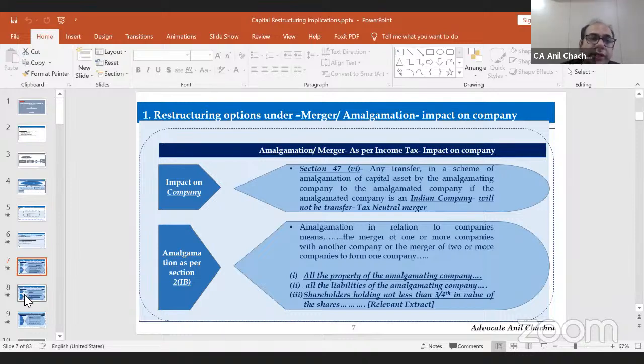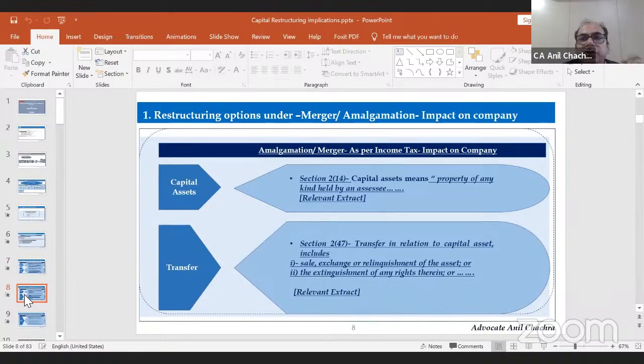So now the question is, what is the meaning of the capital asset? If all capital assets are transferred by the amalgamating company to the amalgamated company, it will not be treated as a transfer. So now what is the meaning of the capital asset? Capital asset, which has been defined under Section 2 clause 14, says property of any kind held by an assessee. Property has not been defined under the Income Tax Act, so we can take references from judicial pronouncements. What is the meaning of property? It can include all types of property, whether in tangible or intangible form.